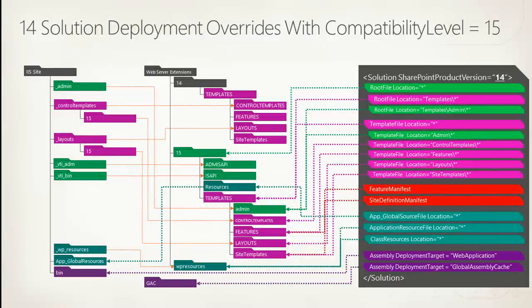I just want it to show up in the 15 experience. Maybe I don't even have the 2010 experience in my environment now. Everybody's moved past it. Well, I can specify that compatibility level equals 15 on the install solution command. And now you see that it doesn't send those all to the 14 directories. It just sends them into the 15 directories as needed. It's just treating it like a 15 solution, as it normally would any 15 solution.